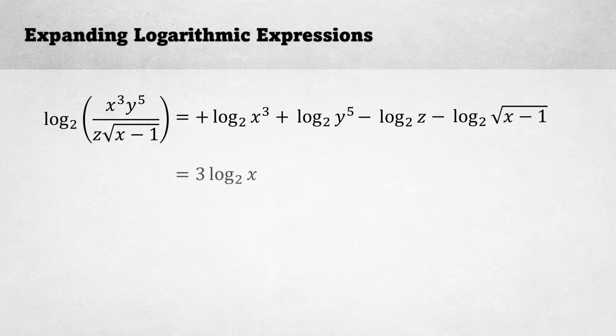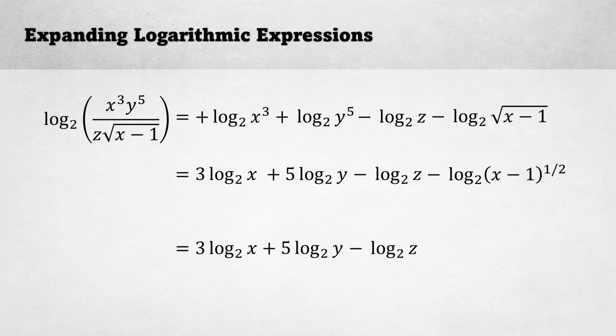So we get 3 log base 2 of x plus 5 log base 2 of y minus log base 2 of z minus log base 2 of quantity x minus 1 to the 1/2 power. Note that we need to express the radical as a rational exponent so we can apply the power rule of logs. The first 3 terms remain unchanged while the last term becomes negative 1/2 log base 2 of the quantity x minus 1.